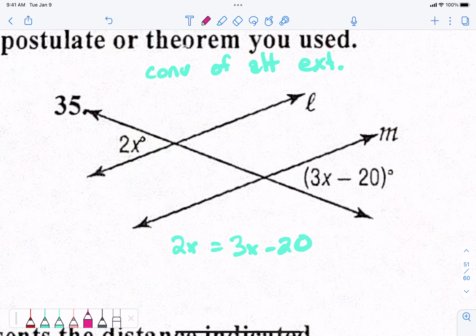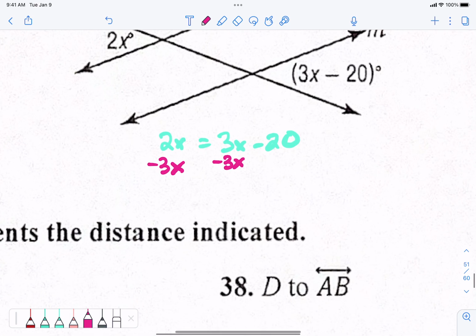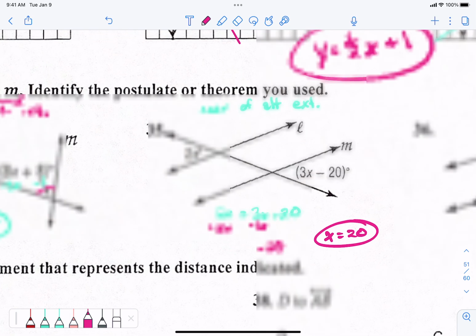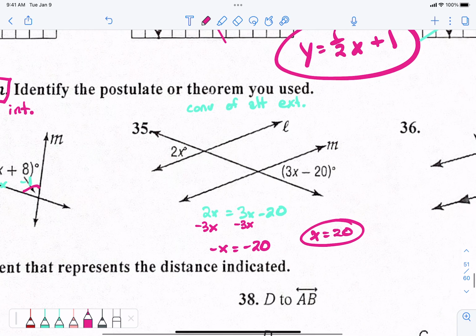Typically I would move the 2x over, but you're going to have to move the 3x. No, I moved the 2x. You did move the 2x and he moved the 20. Right, 20 plus 0 is just 20. So he moved the 2x and the 20 over, because then you don't have to worry about negatives in your variable. I'm just going to move the 3x. So negative x equals negative 20. So that means positive x equals positive 20. If you move it, you can move those in the same steps. However you want to move it, x equals 20. Converse of alternate exterior. Perfect.